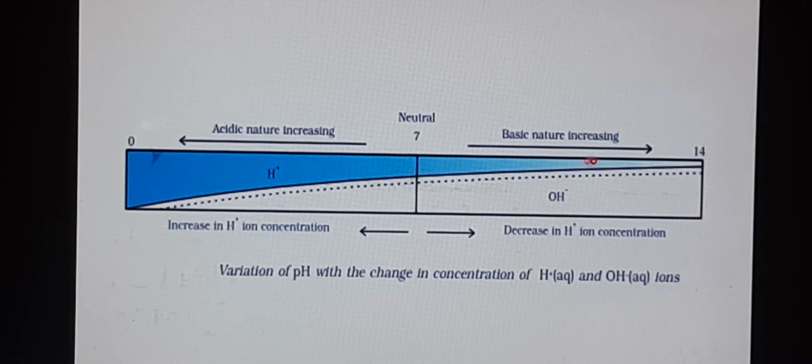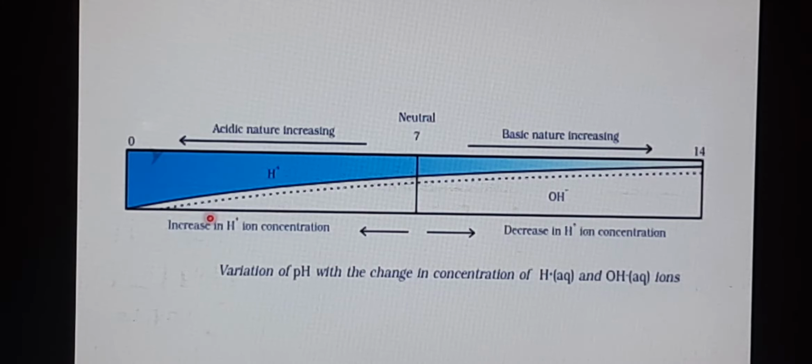And if you see this figure very clearly, you can see that if you go from 7 to 14, in these solutions also you have H positive ions. This region is indicating that, but the only difference is that their concentration is very low. H positive ions are present here also, but their concentration is very low. Same thing goes here also: OH negative ions are present here also, but their concentration is very low as compared to the concentration of H positive ions.